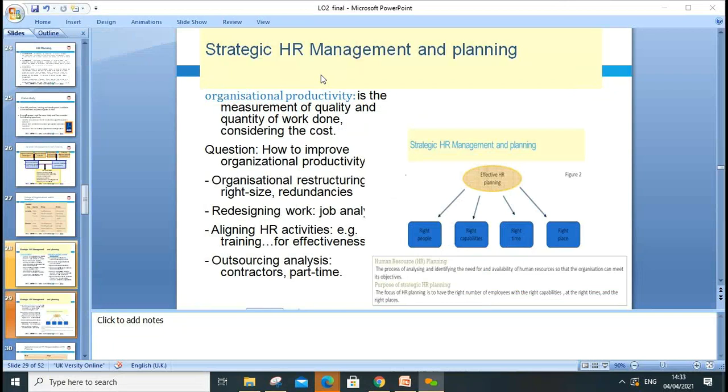Okay. Then strategic human resource planning and organization productivity. We need to look at how to improve organization productivity, right-sizing, and redundancies. In the UK, we have redundancy laws, which we will go through in the lesson. For every year of service, if the organization makes you redundant, they have to pay one week's salary to the employee, multiplied by an age factor. If you are 40 plus, it is multiplied by 3, because as you get older you have less chance of getting a job. So strategic human resource means the right people, right capability, right time, and right place. That is the key message of HR planning.